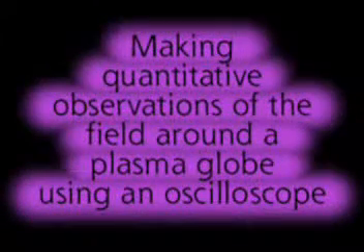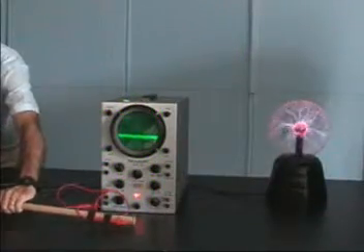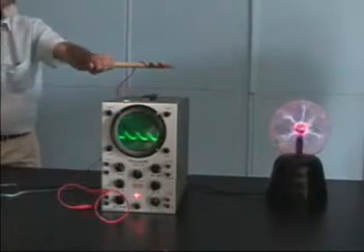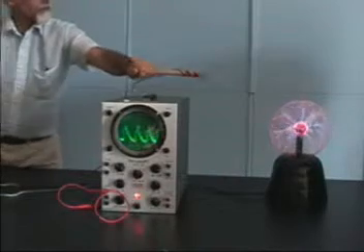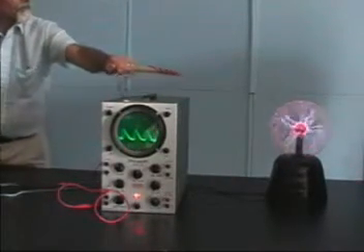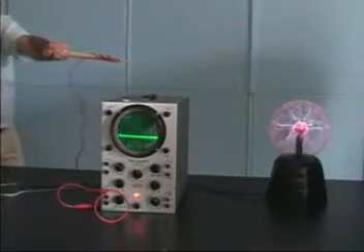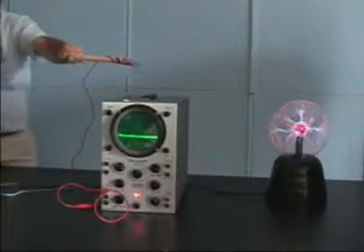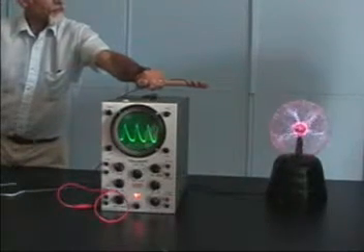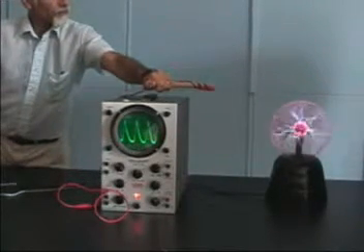Making quantitative observations of the field around a plasma globe using an oscilloscope. Plugging the probe into an oscilloscope instead of the multimeter allows us to visually see the relationship between electric field intensity and distance by measuring the height of the pattern. Using the oscilloscope, we can see the oscillatory nature of the field related to the source in the plasma globe. The source field frequency is approximately 25 kHz.